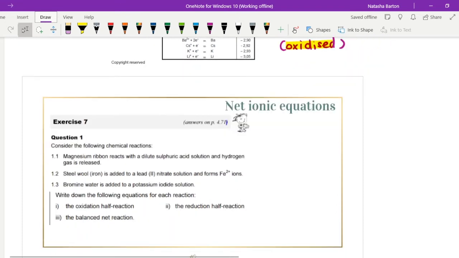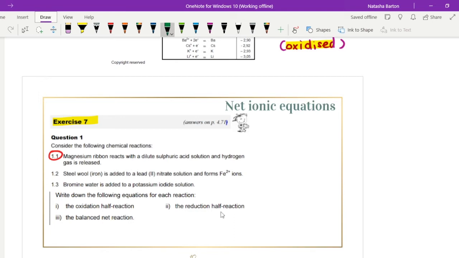Let's go on to exercise 7. In exercise 7, we are dealing only with spontaneous reactions. I'm going to explain to you how I know that these are spontaneous reactions. We're going to only do question number 1.1, and question 1.2 will be there just to help reinforce everything.